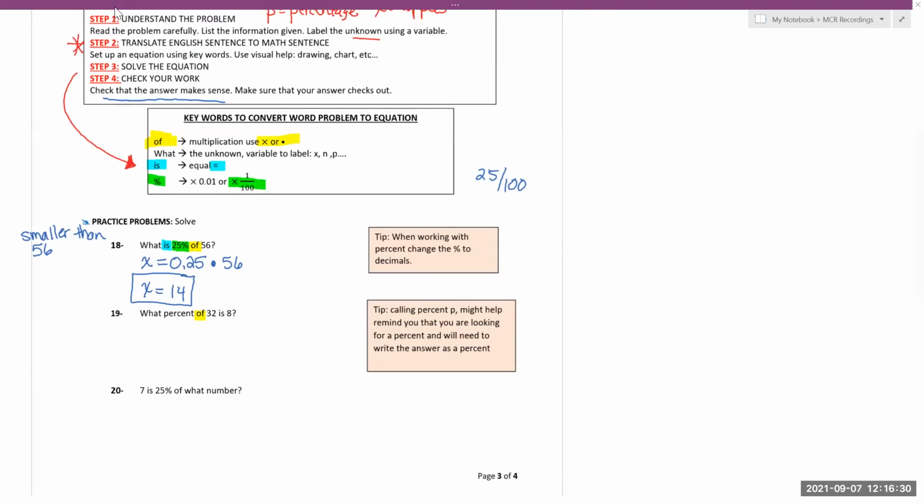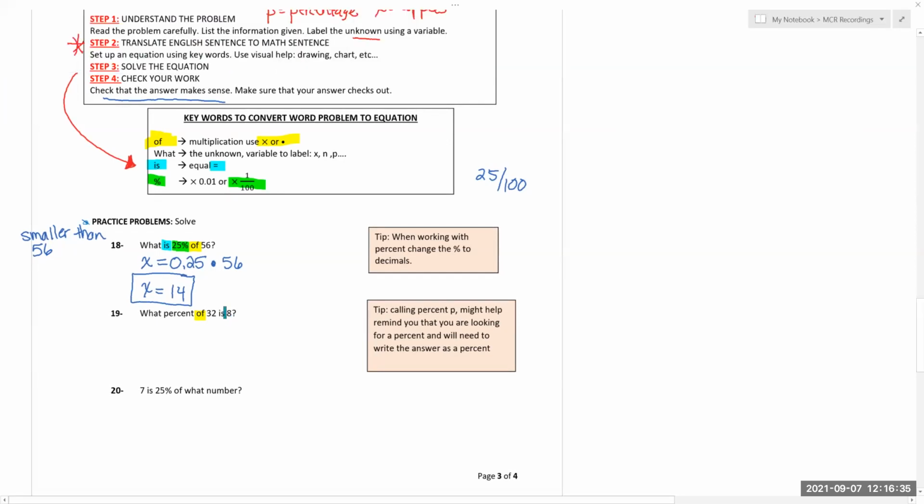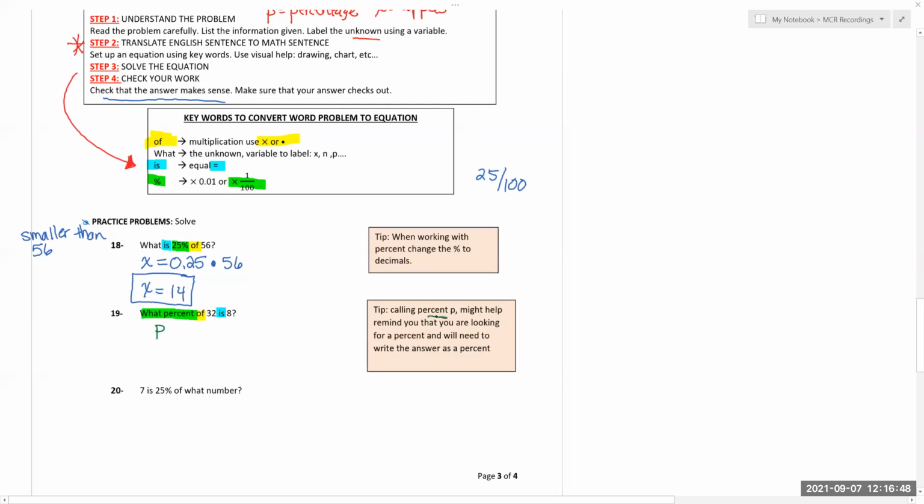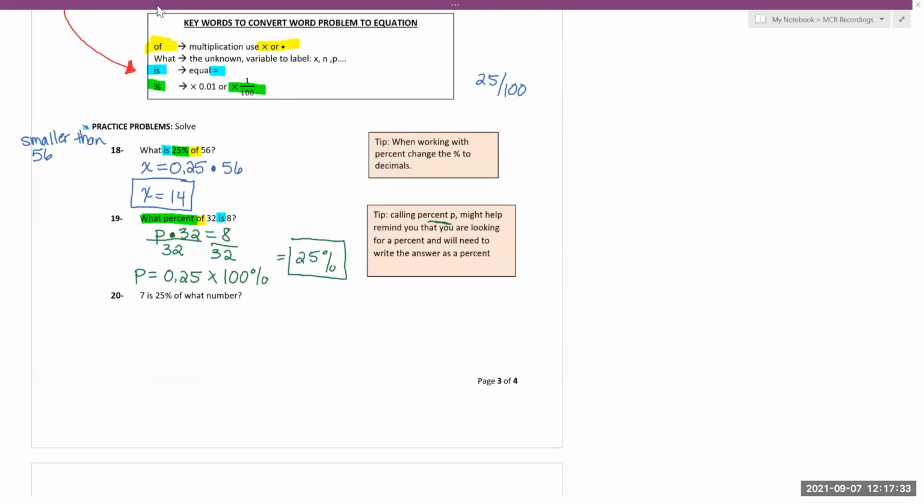Next, I'm saying what percent of 32 is 8? Okay, so this time, the what percent is actually going to be my green, the percentage. And I'm going to note that I'm going to change this to a percent later. So I'm going to call this P just to remind me that later I need to convert it into a percentage. So what percent of 32 is 8? And then I'm going to divide it. That's going to give me 0.25, but I have this P here. I need the percentage. So I'm going to multiply it by 100% and get 25% as my answer. And then, does it make sense? Yes. 8 is a smaller number than 32, so it should be a smaller percentage. So it works.